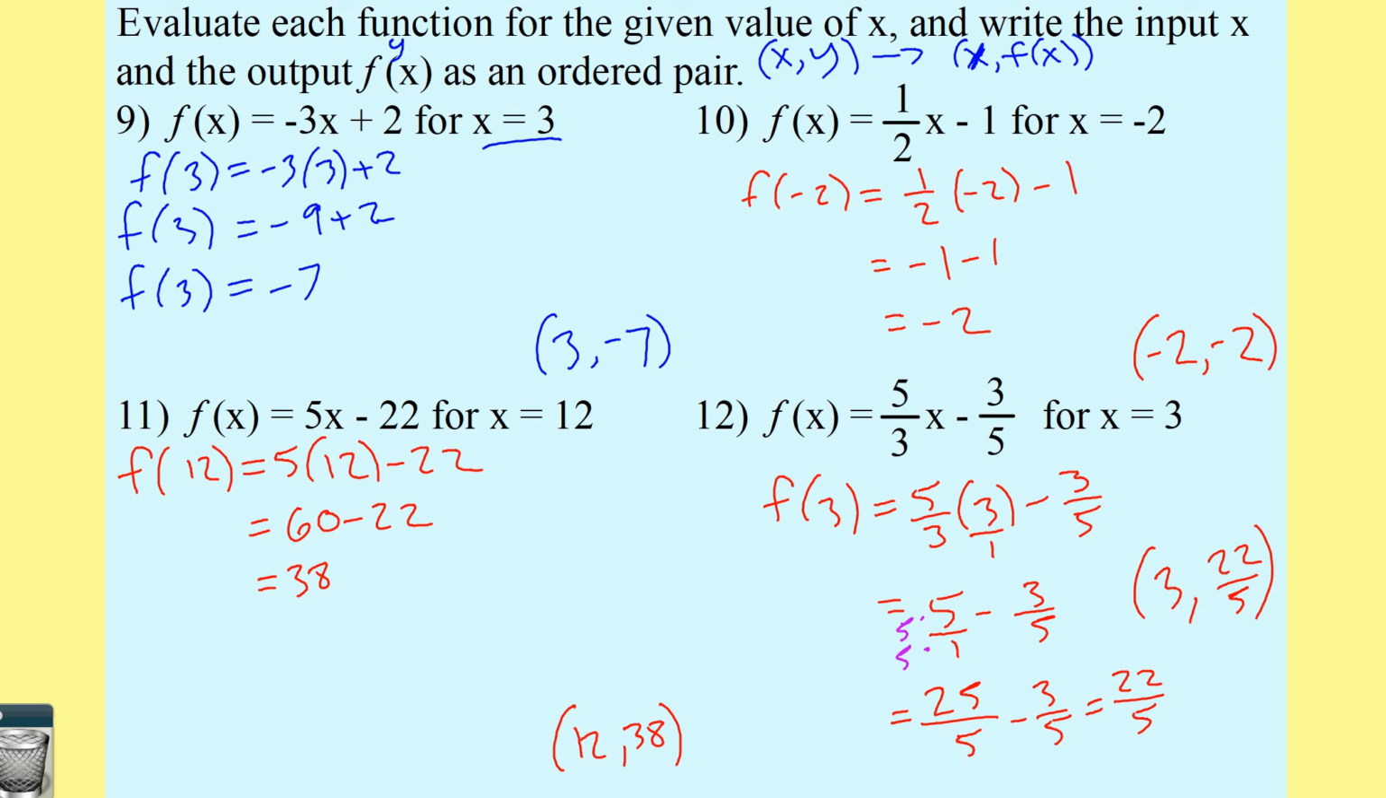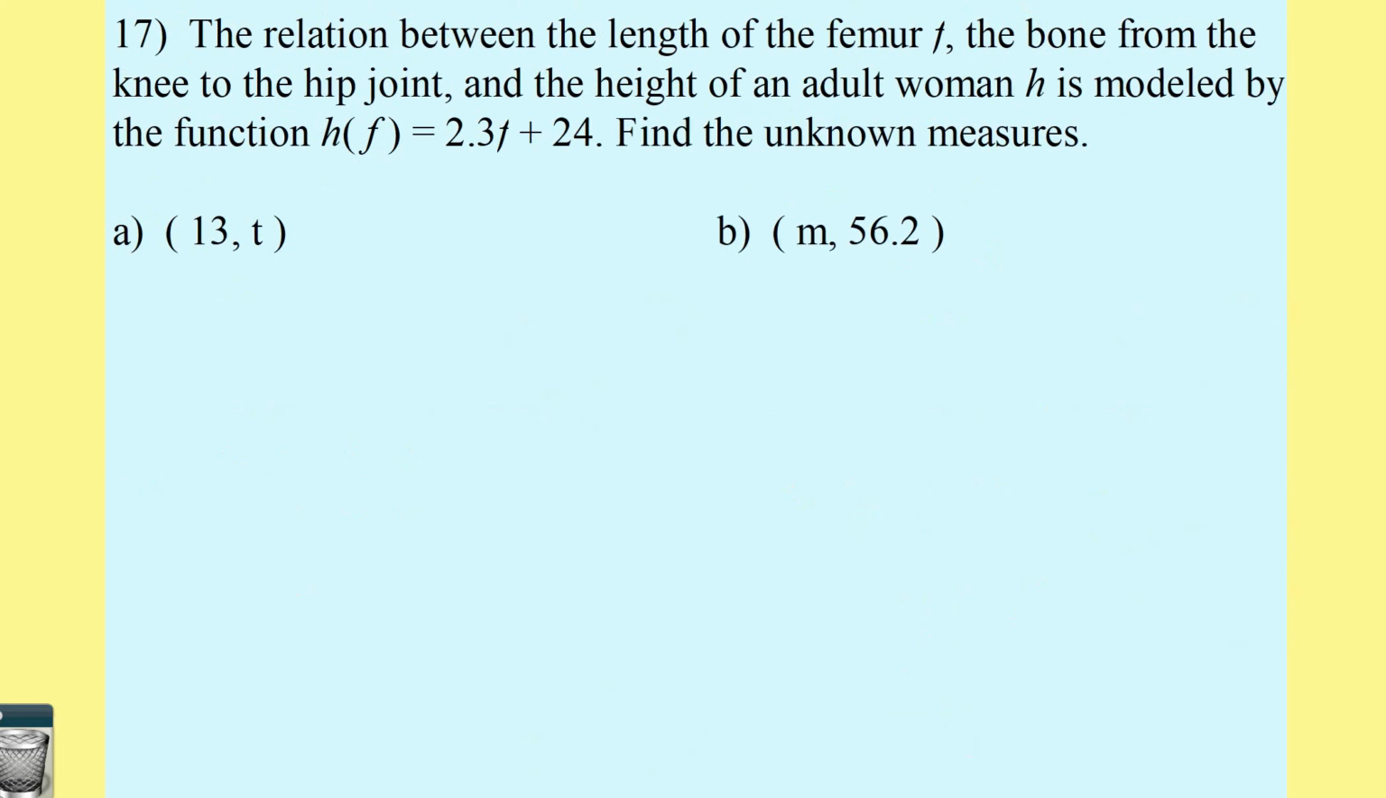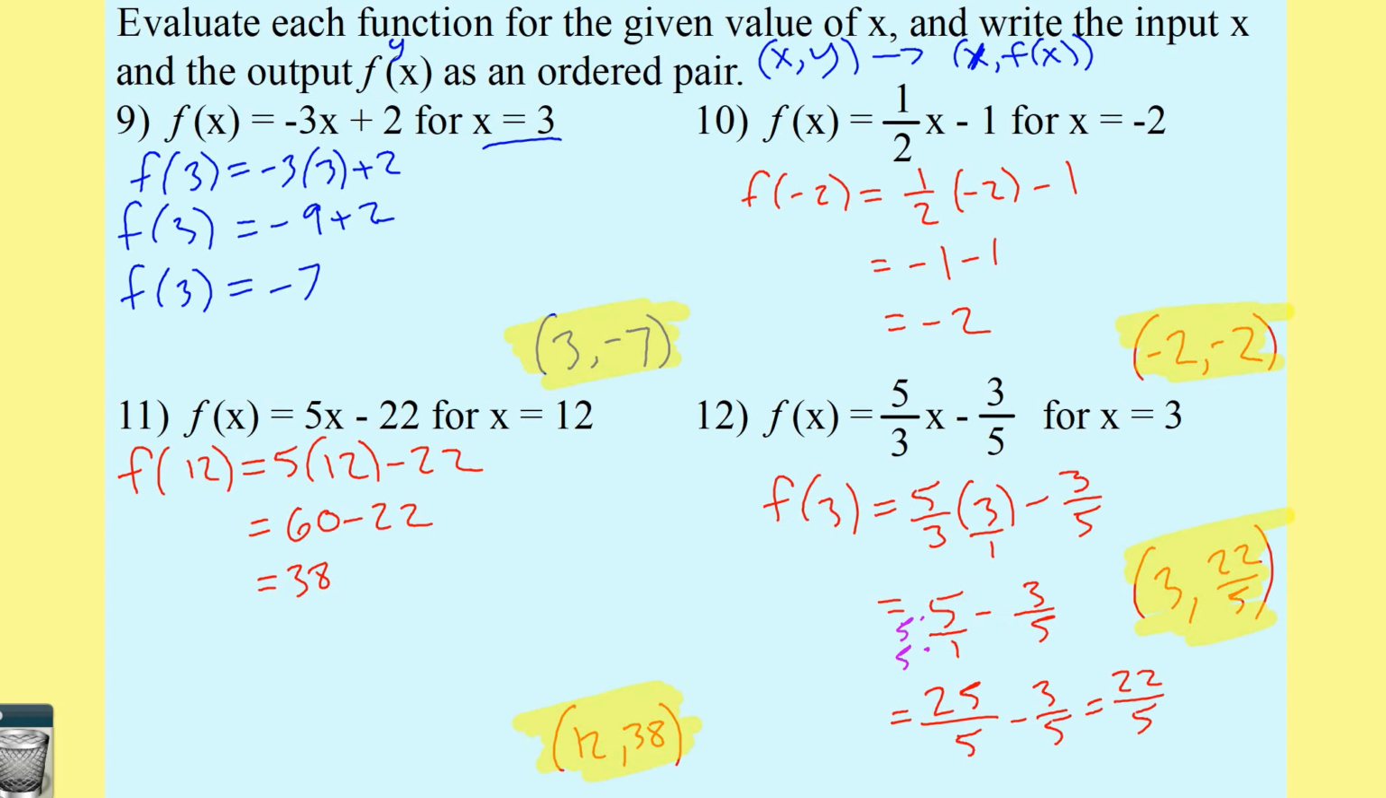So I'll highlight my answers so you can easily find them. And this one, and this one, and this one. Okay, there's my answers. All right, 17. Were we even on 17? Nope, I'm just skipping around.